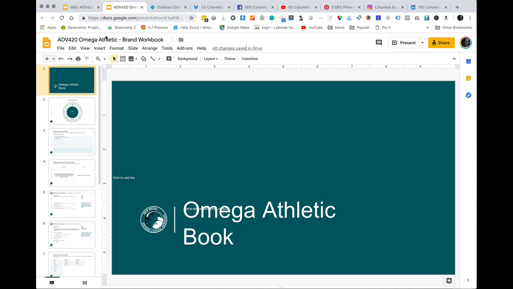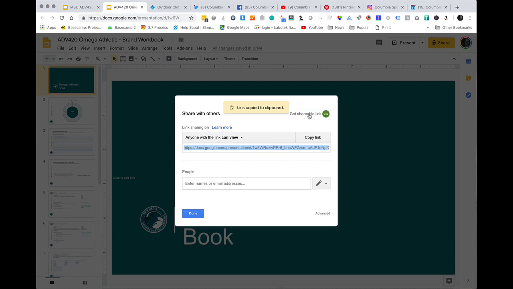You'll see that I've named it with the brand name, which is probably a good idea, just so it's easy to jump to. The next thing you're going to want to do is go to the Share button, click on Share, and click Get a Shareable Link, and then make sure that the link is set to anyone with a link can view. It's got to be anyone with the link can view, not just people with an MSU email address. It's got to be anyone. If we can't access it, you won't get credit.